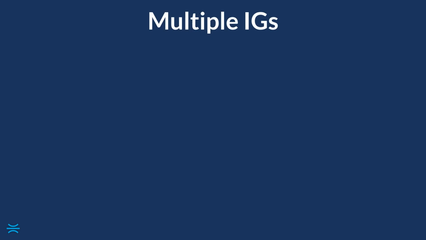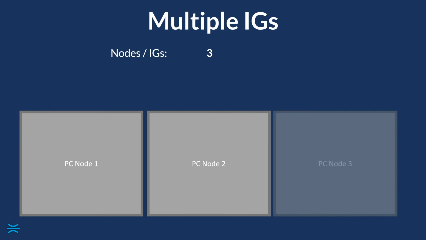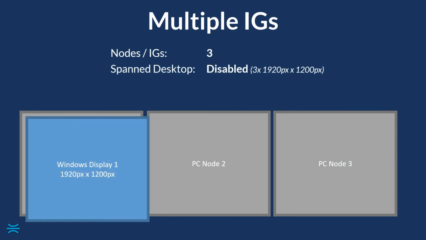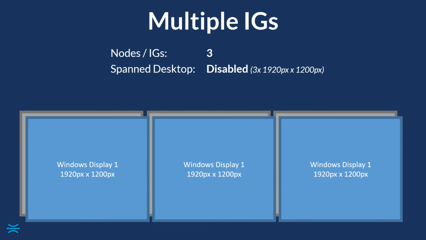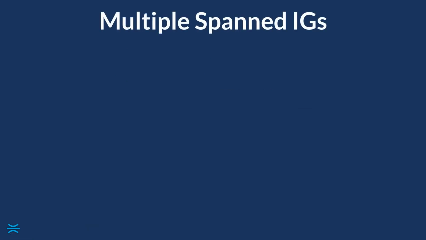So our next example is multiple IGs. We'll just cover these briefly. With multiple IGs, we've got our 3 PCs, and each PC has one display. And then each display has one projector. So this is a very simple setup where we can configure those 3 nodes in SimVisuals, and then each display correlates to one projector. What we can see here is we've got 3 projectors that are each 1920 by 1200, and all of our offsets are 0.